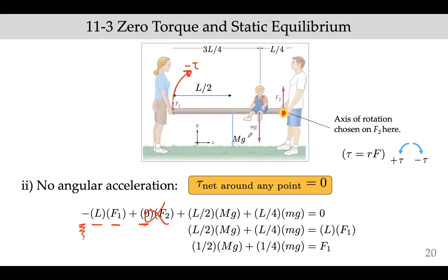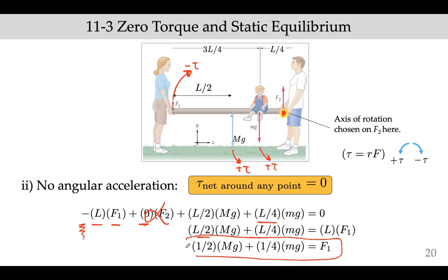Now, what about the mg terms? With respect to this point, both of them are trying to rotate it this way around that point. This direction is counterclockwise, so that's a positive torque. So both will contribute positive torque. For this one, the distance is L divided by 4. For the weight of the plank, the distance is L divided by 2 because it's at the middle of the plank. Now, if you want, you can solve for F1, and this is the final equation.